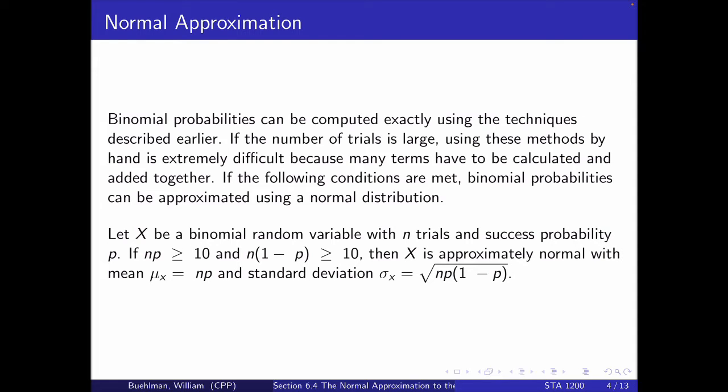If the following conditions are met, binomial probabilities can be approximated using the normal distribution. Let x be a binomial random variable with n trials and success probability p. If n times p is greater than or equal to 10, and n times 1 minus p is greater than or equal to 10, then x is approximately normal with mean n times p and standard deviation the square root of n times p times 1 minus p.